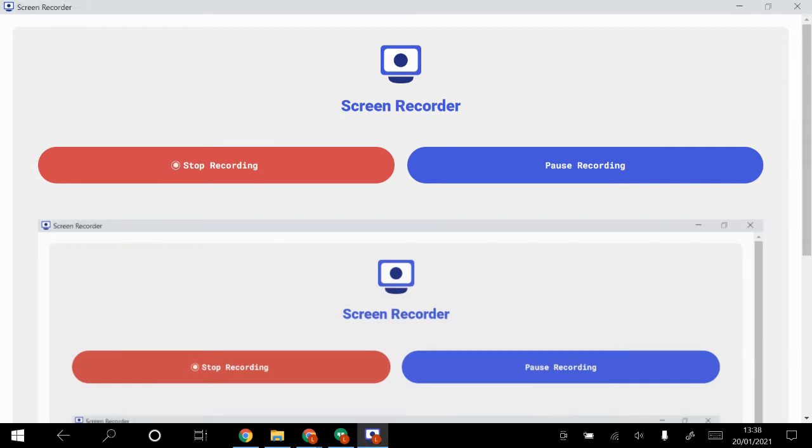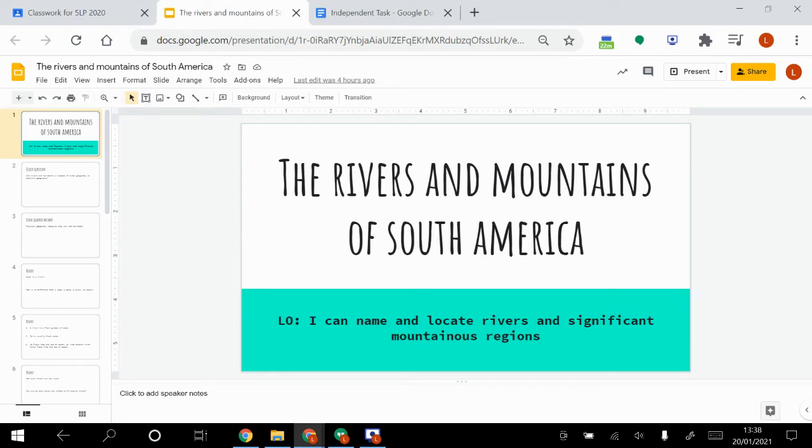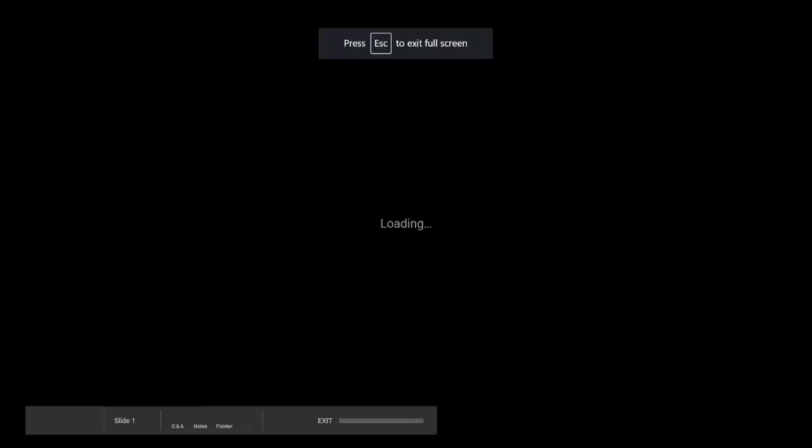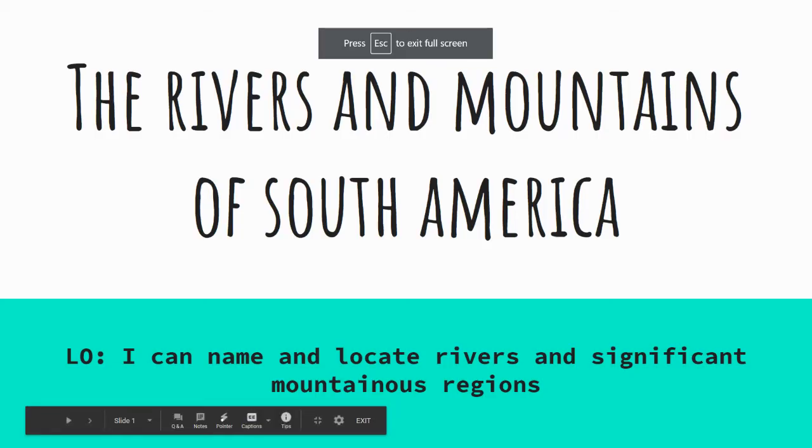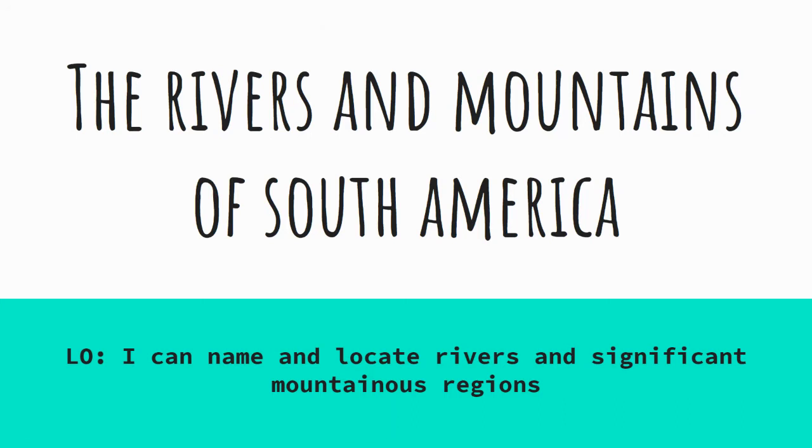We are continuing, of course, learning all about South America, and this lesson in particular is about the rivers and mountains of South America. You can see your learning objective at the bottom of the screen, which is: I can name and locate rivers and significant mountainous regions.